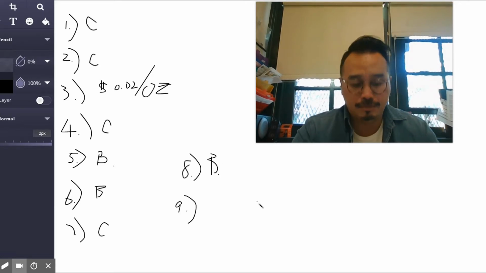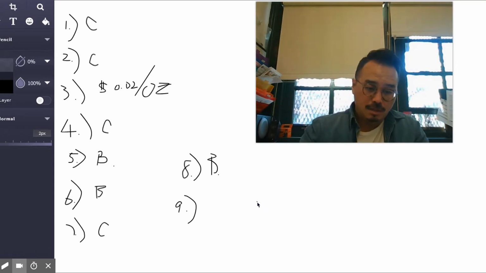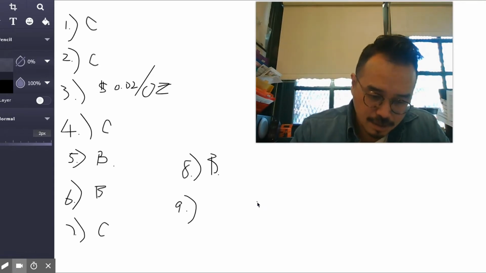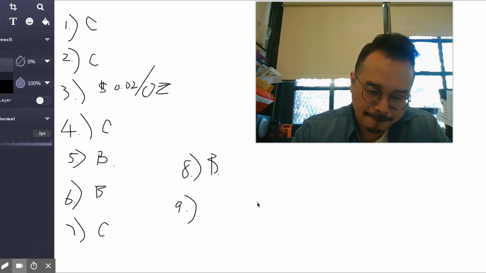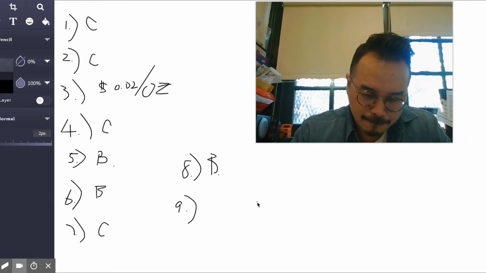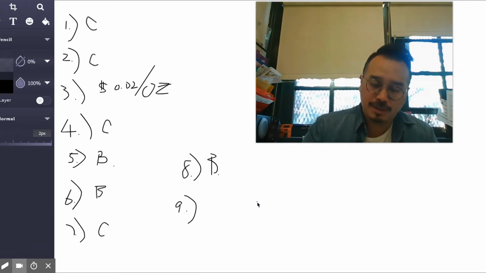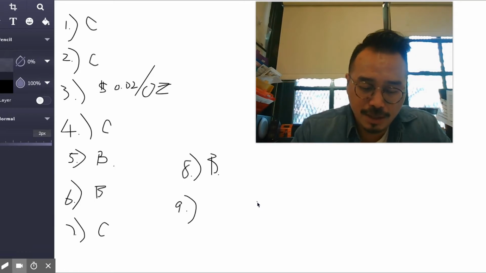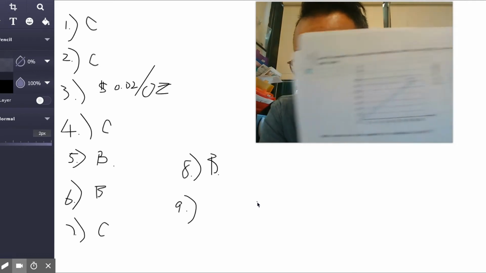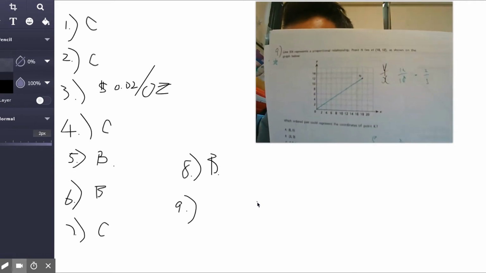9. Now I put a star around 9. Let me see why. Okay. Now, if you look at point N, it's a proportional relationship. And I did y over x. Okay, so let me write that down for you guys. Right? Because remember, to find a constant of proportionality or the unit rate, you have to divide y over x. So here is 12 over 18. So 12 over 18 is also 2/3.